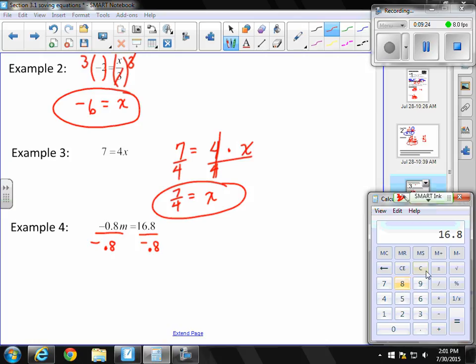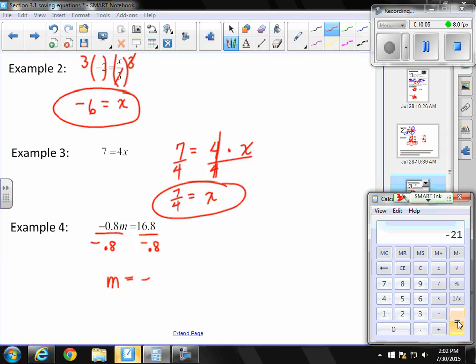16.8 divided by negative 0.8, and that was not right. This is an example of making sure that you know how to use your calculator. I hit the subtraction sign on that example instead of changing it to a negative number. What I should have said is 16.8 divided by negative 0.8, and then hit my equal sign, and I get negative 21. So make sure you know how to use your calculator.